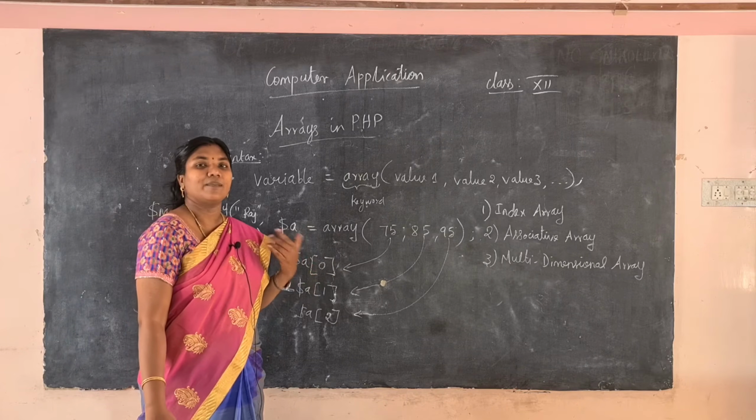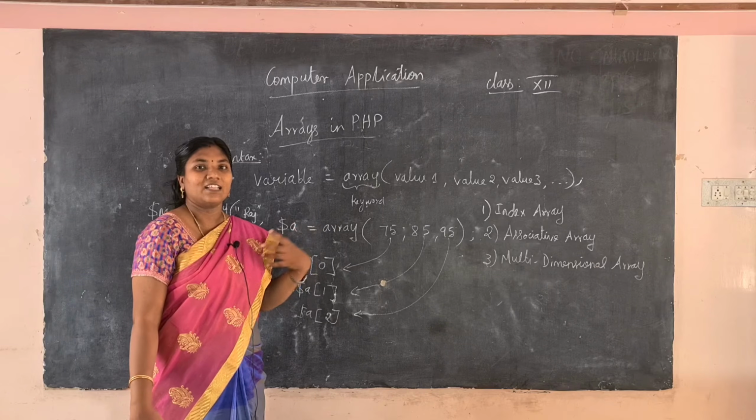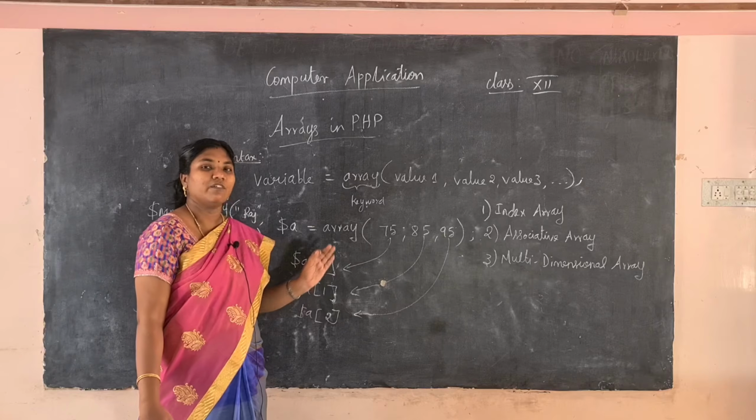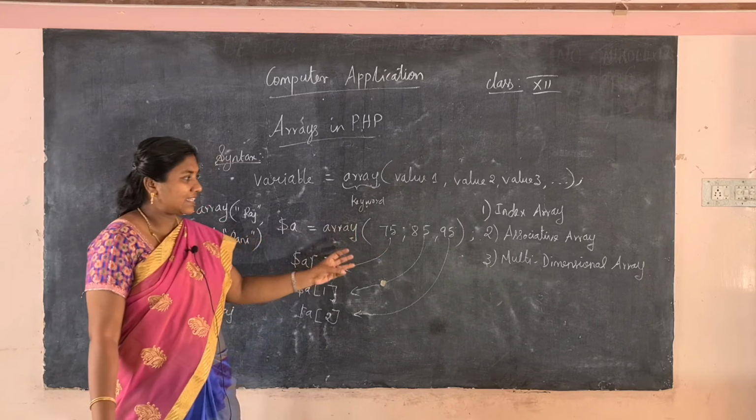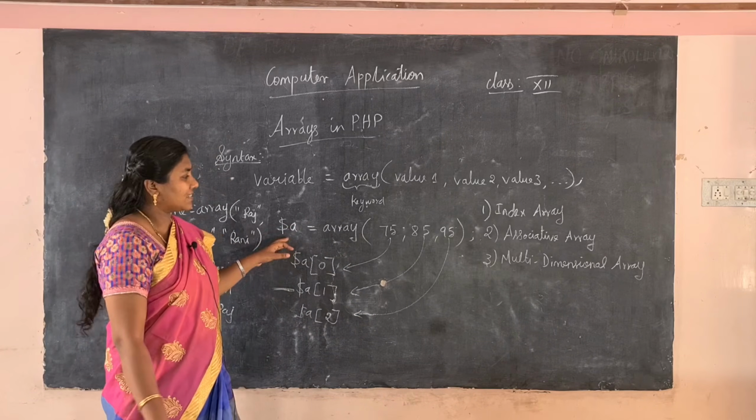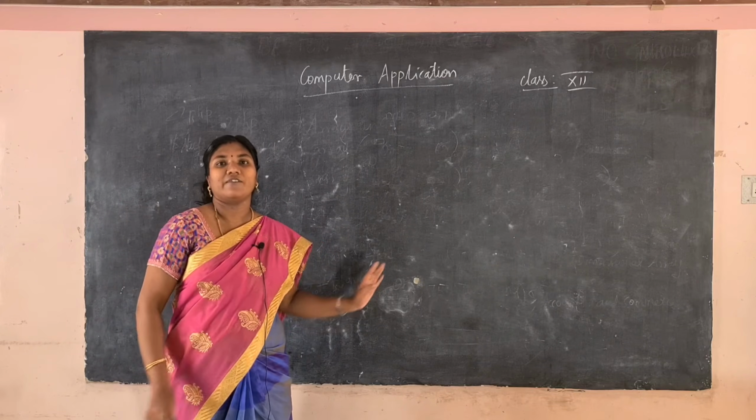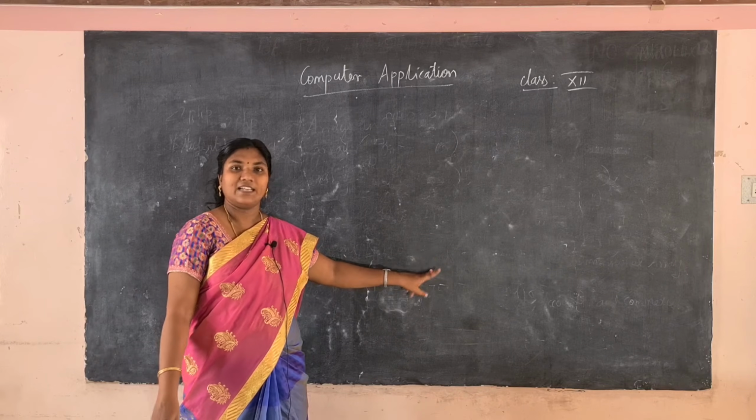But if we go beyond 3 dimensional, we cannot manipulate it. Gathering the data, splitting it or categorizing it will be a bit difficult. So at most we will go up to 3 dimensional array. Okay, so the 3 types of arrays are index array, associative array and multi-dimensional array. So let us see a program for this array concept. We have seen the 3 types of arrays available in PHP: index array, associative array and multi-dimensional array.